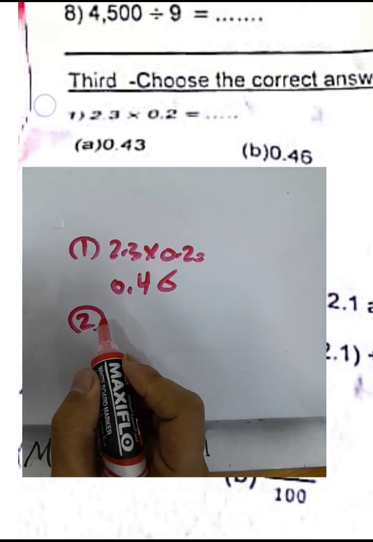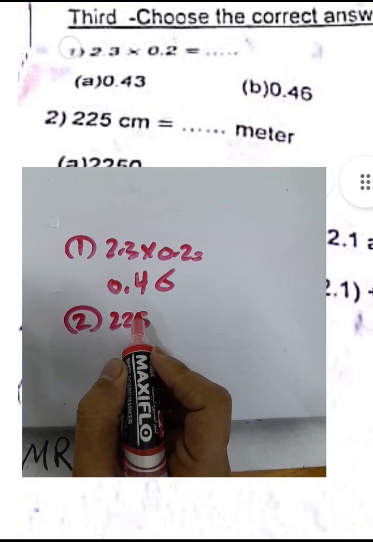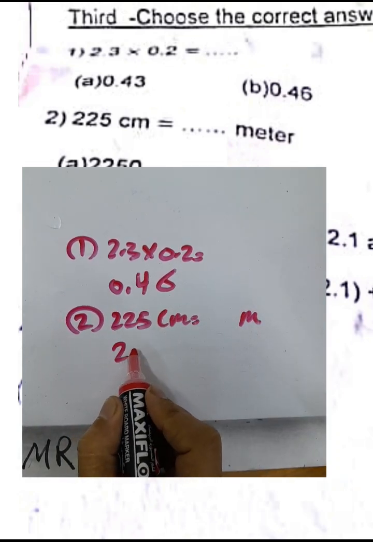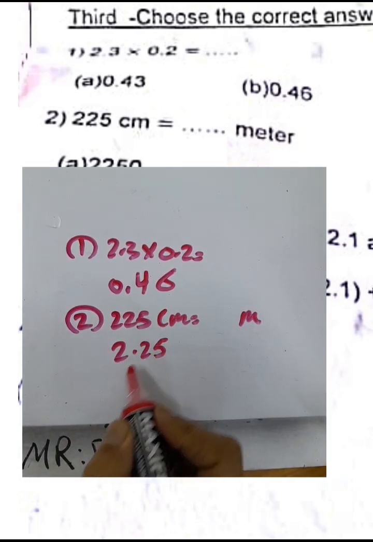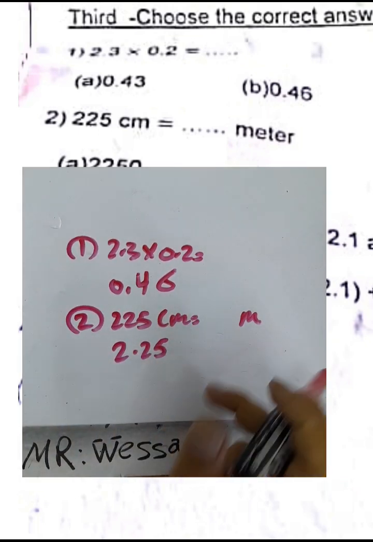Question number 2. 225 centimeters to the nearest meter. We can find it by dividing by 100. It will be 2.25. Divide by 100 to convert from centimeters to meters.